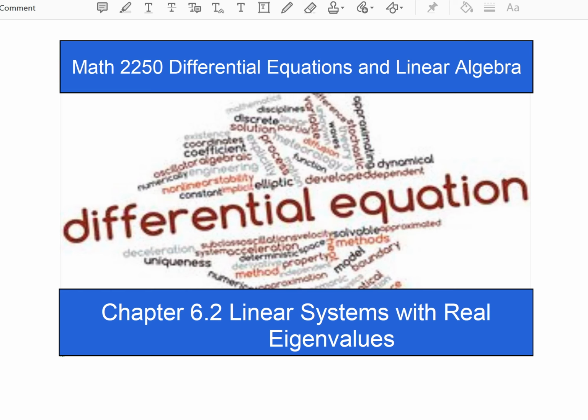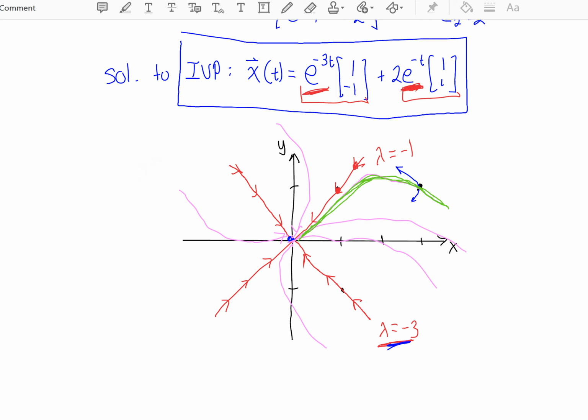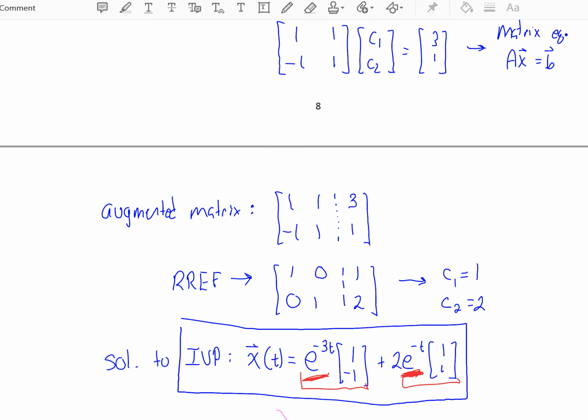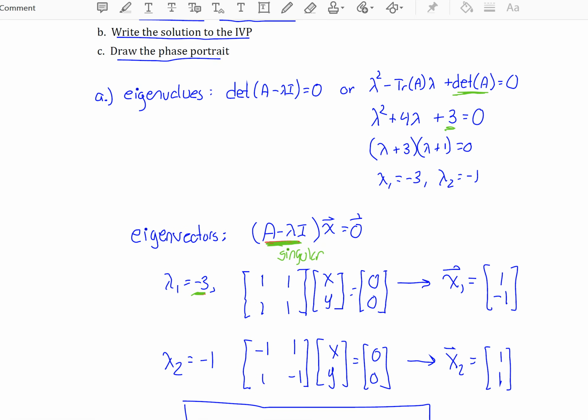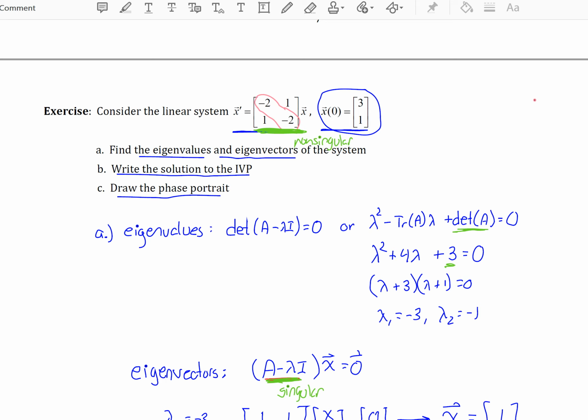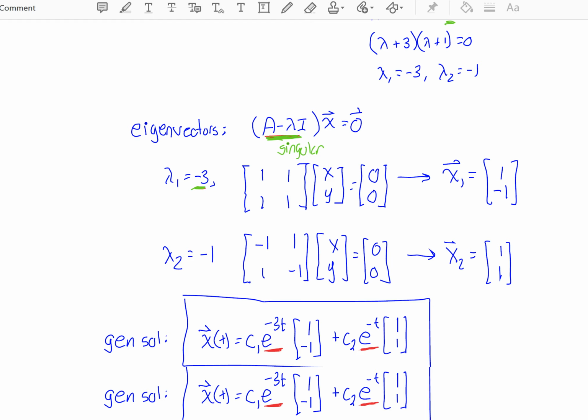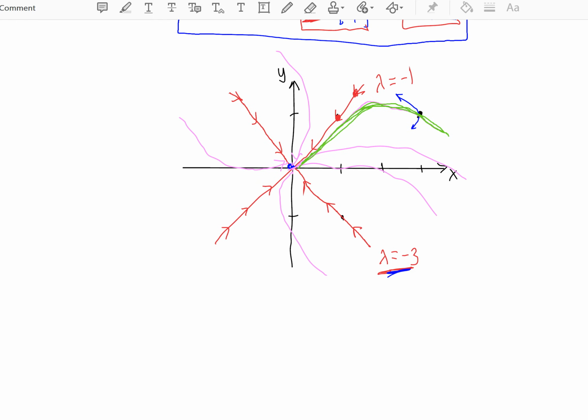In this video, I'd like to continue going through Chapter 6.2, looking at linear systems of differential equations with real eigenvalues. In our last video, we concluded with an example that started on page 8 of our guided lecture notes. It had the system of equations given by this matrix equation. And we saw that our phase portrait looked something like this.